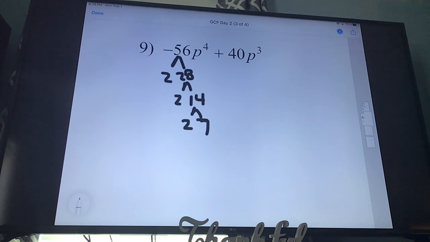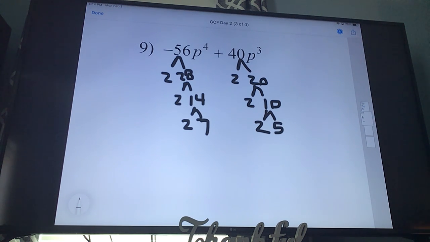Okay, and let's check 40. So 40 divided by 2 is 2 and 20. 20 divided by 2 is going to be 2 and 10. 10 divided by 2 is 2 and 5.